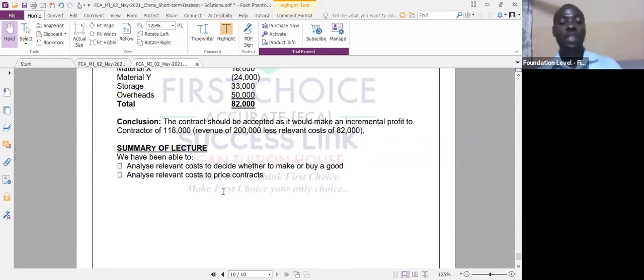So look at what we have learned today. We've been able to see relevant costs used to make or buy the product, and also outsourcing. And we now see how relevant costs affect the price contract. So any area where you think relevant cost is important, let's discuss it in the WhatsApp group and see how we can tackle some questions related to relevant cost, make or buy, and price contracts.